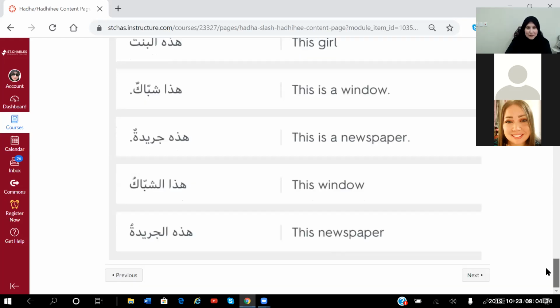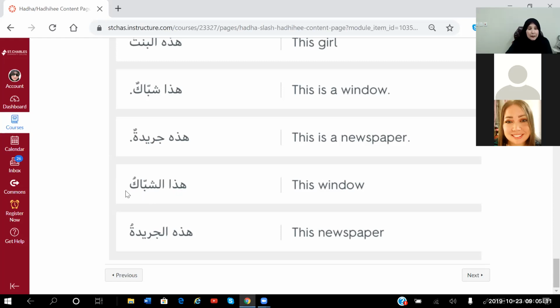Okay. So a couple more examples here. If we want to say this is a window, again, it's a full sentence. We have hada shubakun. Hada shubakun. This is a window. If we want to say this is a newspaper, we say hadihi jaridatun. Hadihi jaridatun. Okay? But if we want to say this window, we have to add that alif lam in between. It's no longer a full sentence. So we have hada esh-shubaku.